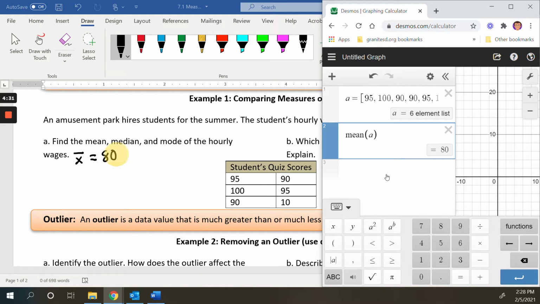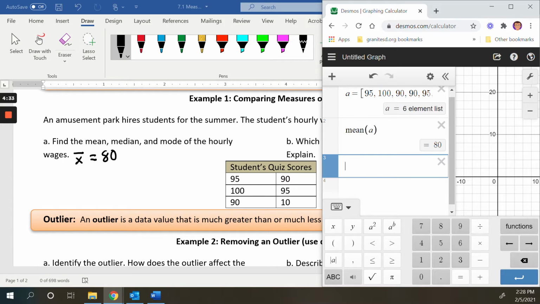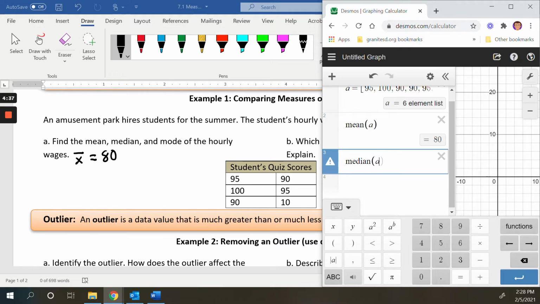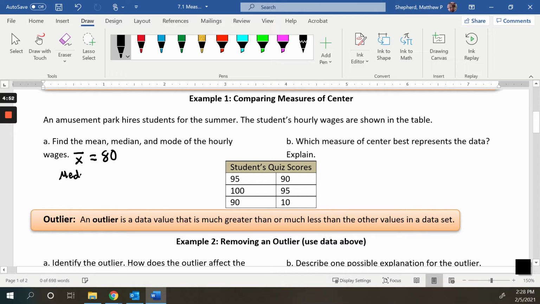Okay, if I want to find the median, type in median, tell it what list, it'll organize it all and then figure out which number is in the middle, and we've got a 92.5. All right, so I'm just going to write over here now, median was equal to 92.5.